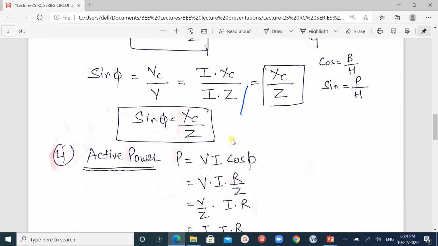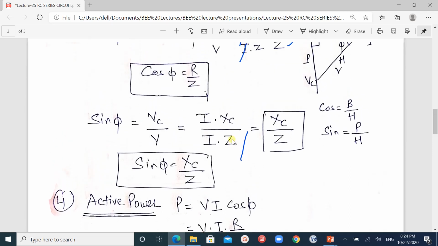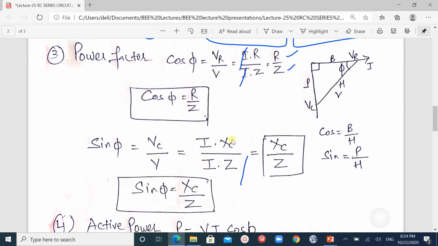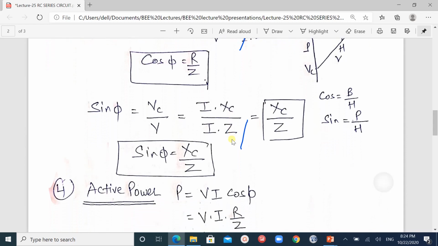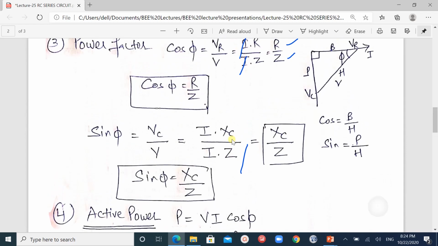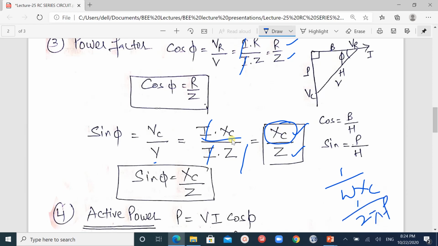And sin phi can be written as VC upon V, which is perpendicular upon hypotenuse. So it is XC upon Z. Here we put the value: VC is I XC and V is I into Z. I is common, we are left with XC upon Z. We can put the value of XC as 1 upon omega C or 1 upon 2 pi FC. So this is the formula for sin phi.